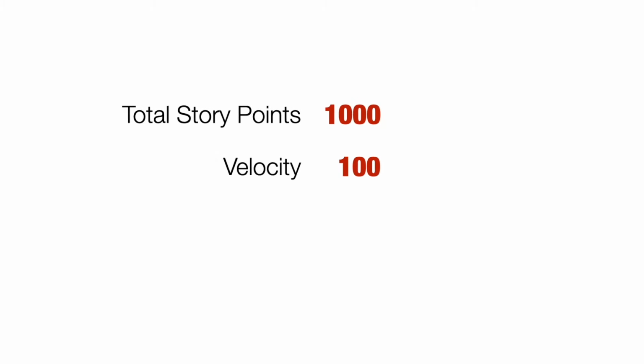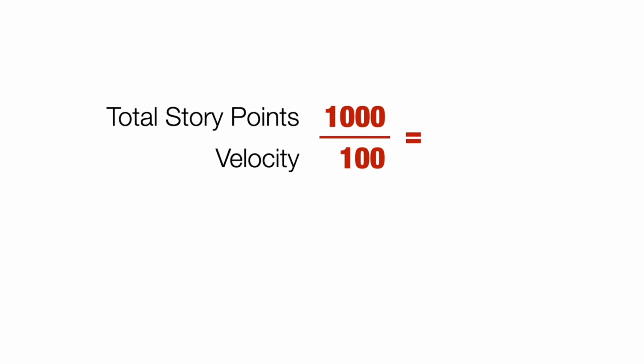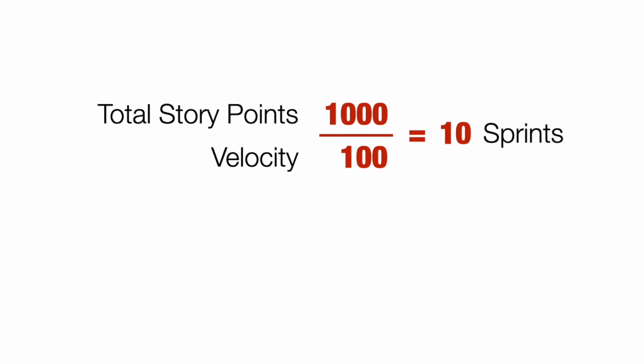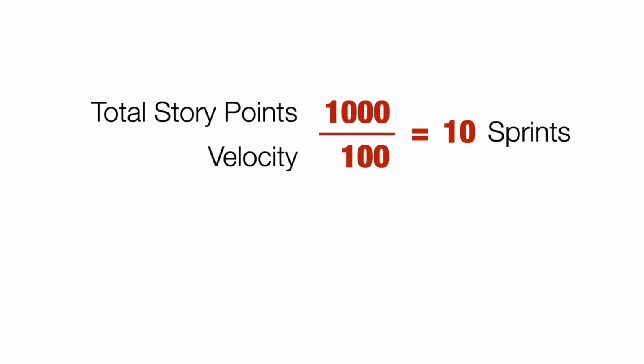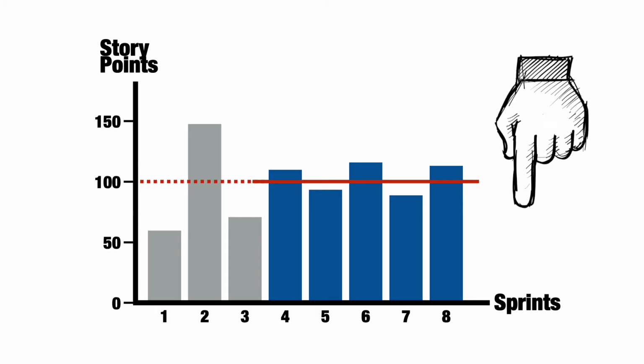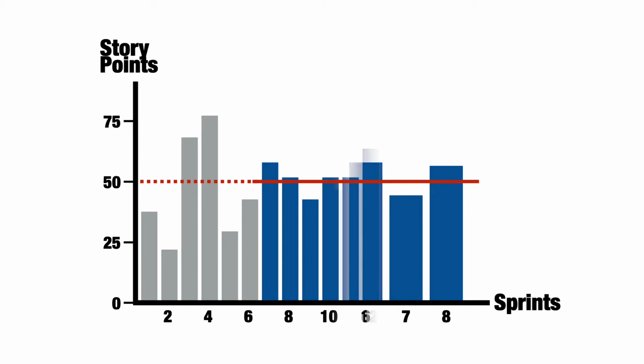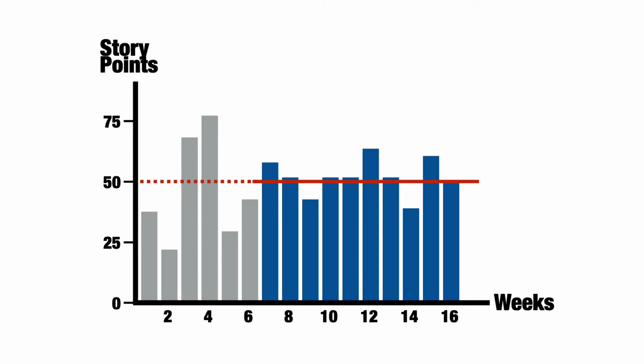And now we have a value for velocity, we're ready to make a forecast. Let's say we have 1,000 story points in the backlog. Divide one number by the other, that's a forecast of 10 sprints or 20 weeks if we're doing 2-week sprints. As I said earlier, some of the terms here might be Scrum specific, but the approach is not. What we're plotting here is the number of story points delivered in each sprint, but we could just as easily plot story points delivered each week. So if you're not doing Scrum, but you are estimating, you could use this approach.